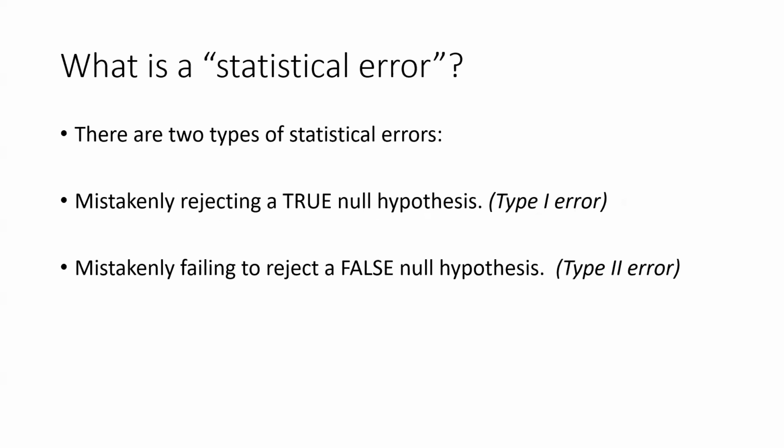What is a statistical error? There are two types of statistical errors: mistakenly rejecting a true null hypothesis, a type 1 error, and mistakenly failing to reject a false null hypothesis, a type 2 error. And again, you'll more typically encounter type 1 error, at least as far as the terminology being discussed.